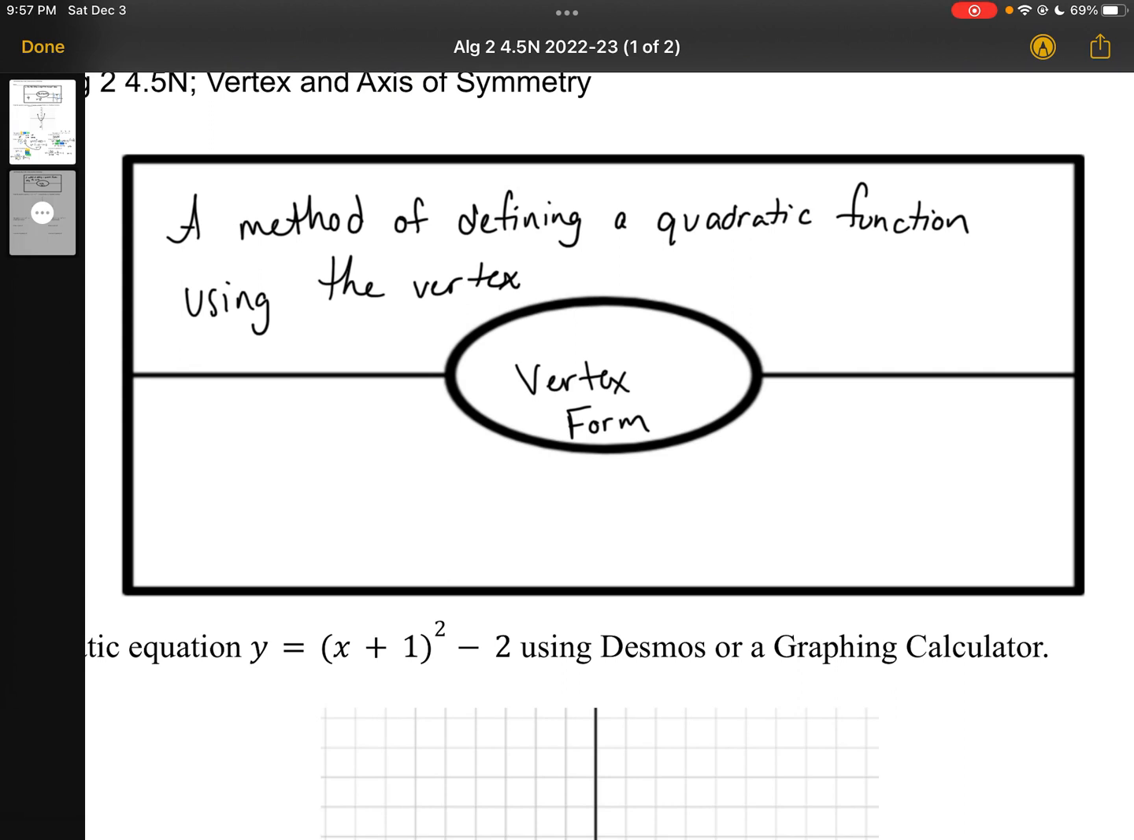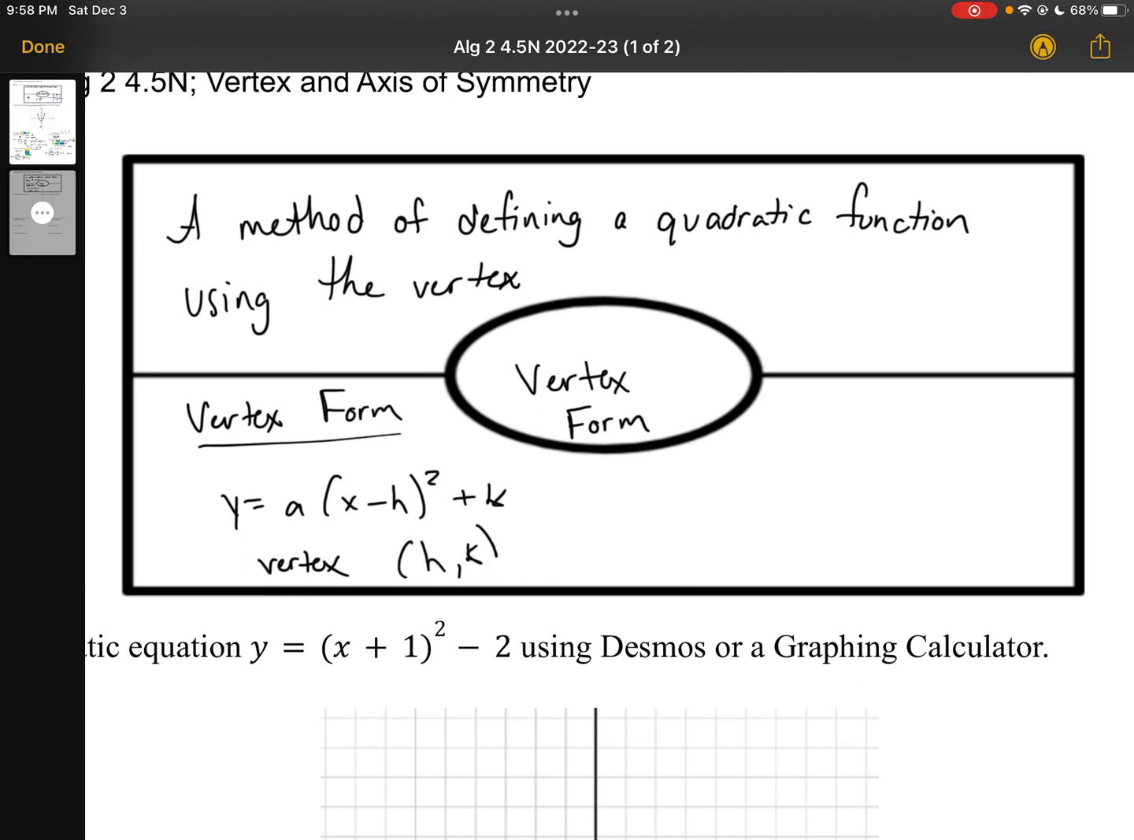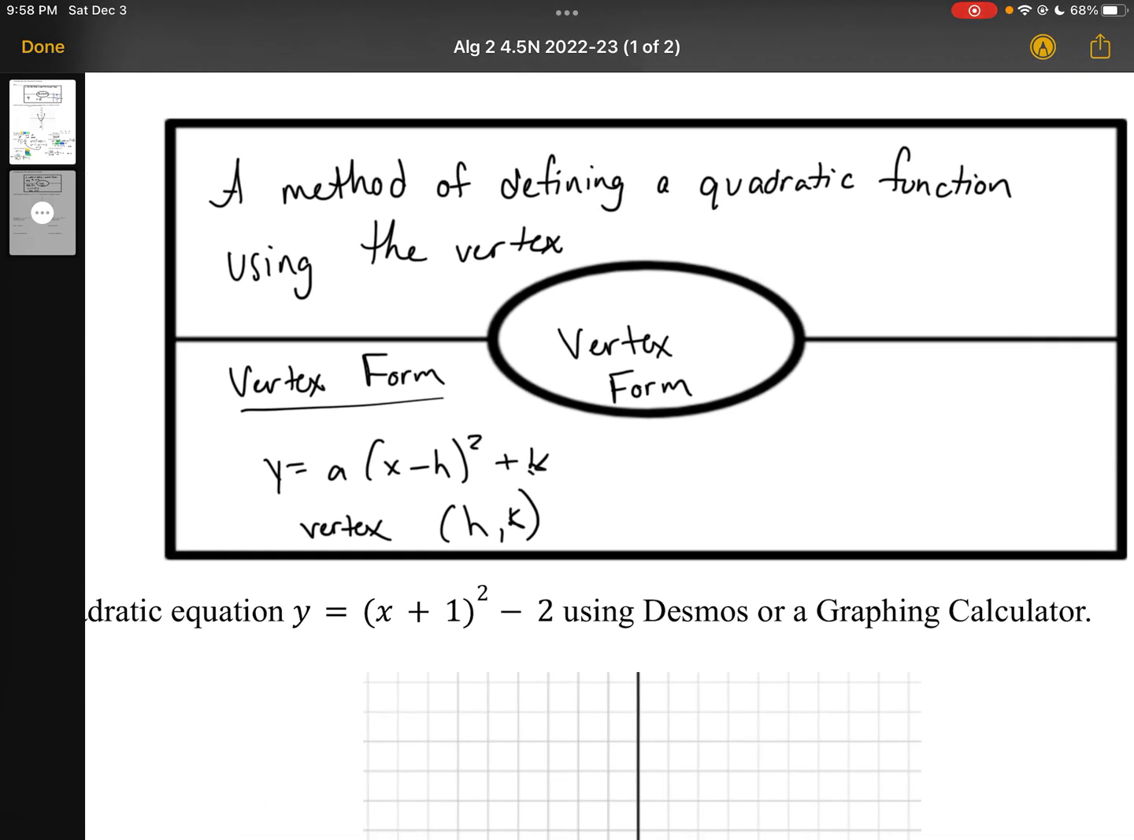So in this definition, we are going to identify vertex form as y equals a times (x minus h) all squared plus k, where we have a vertex at (h, k). Now remember, k goes directly down without any change, but when we bring h down, we flip our sign. So we worked on this a little bit last week with identifying the vertex, so just a quick reminder there.